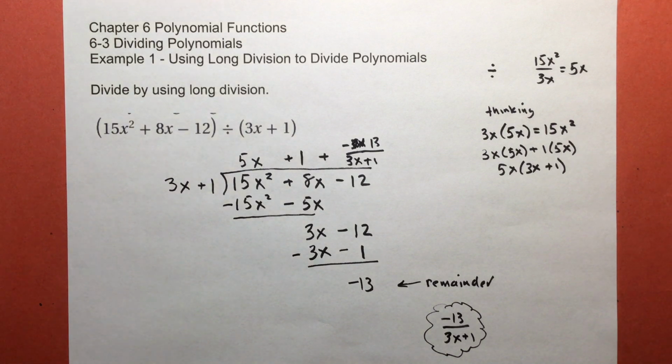So I make it into a fraction and I add that fraction onto the end of my quotient, 5x plus 1. Okay, as always, pause it, rewind it if you need to, but I am going to switch and do another problem.